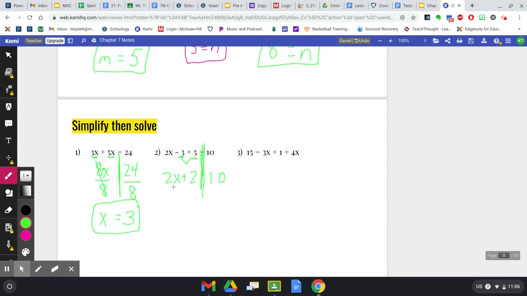So now I have to solve for x. So here's my variable term. I want to get rid of or inverse this positive 2. So I start by subtracting 2. Here I'd have 2x. That would cancel. Over here I would have 8. And then if I divide both sides by 2, we get x equals 4.